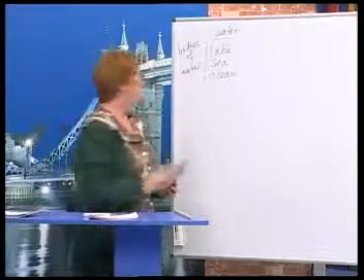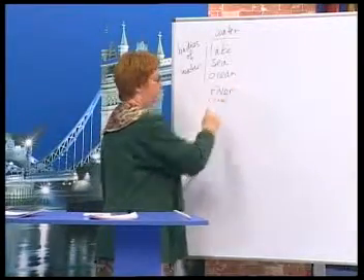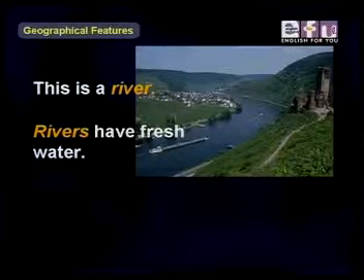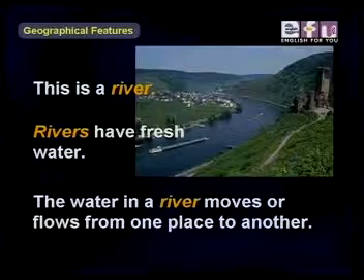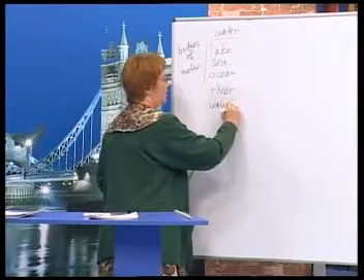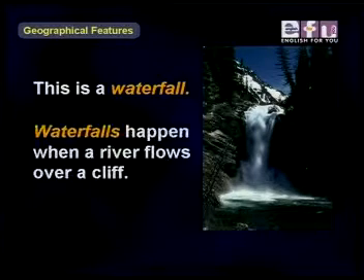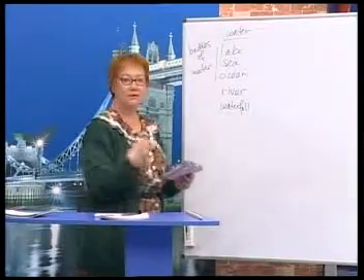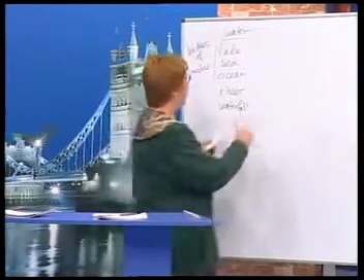Now, the next one for water is river. On your screen you see this is a river. Rivers have fresh water. The water in a river moves or flows from one place to another. The next one we can see is a waterfall. A waterfall. Waterfalls happen when a river flows over a cliff. The water falls.